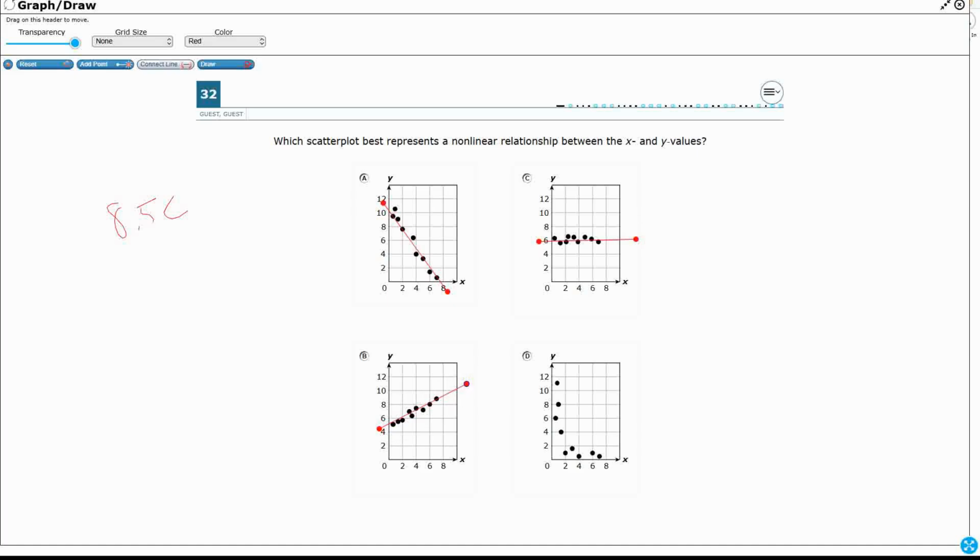But take a look at this D right here. I can't do a straight line to connect that.